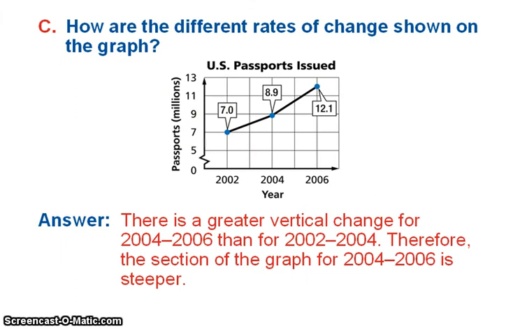Okay, C says, how are the different rates of change shown on the graph? Well, if you look, you can tell they're from 2002 to 2004, and then from 2004 to 2006. From this period to this period, there's a greater vertical change. So it's steeper, which means your rate of change is going to be greater, which was the case.